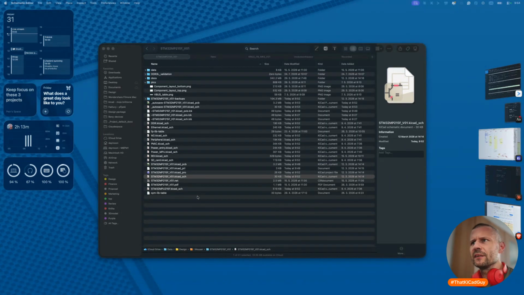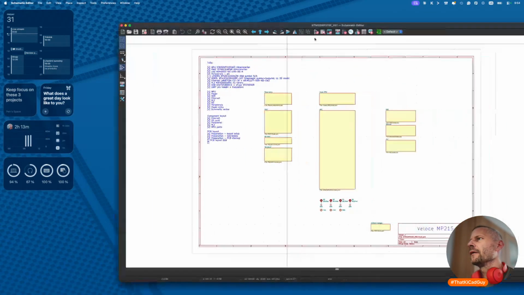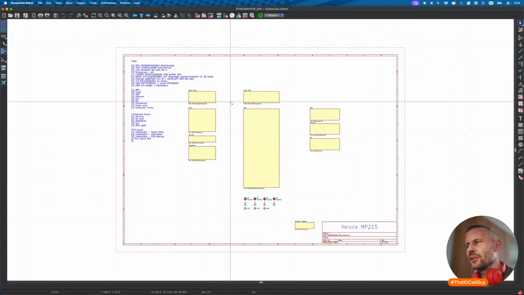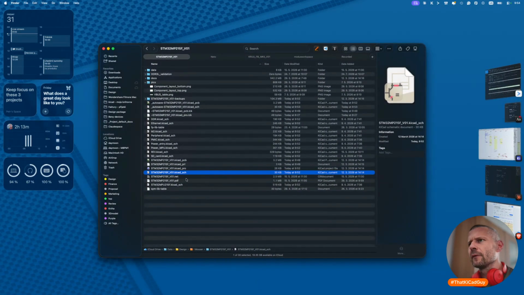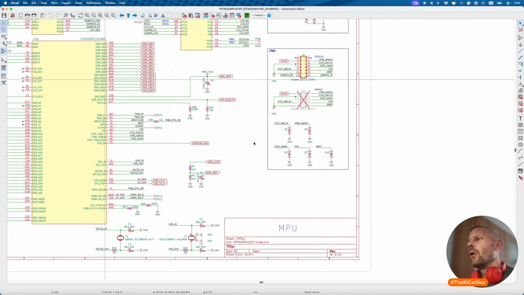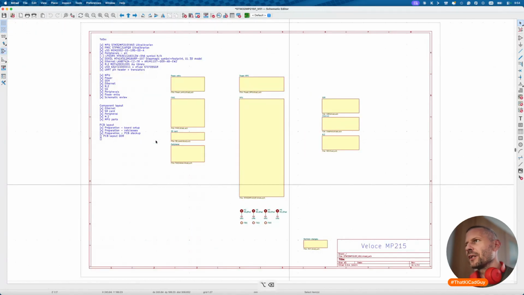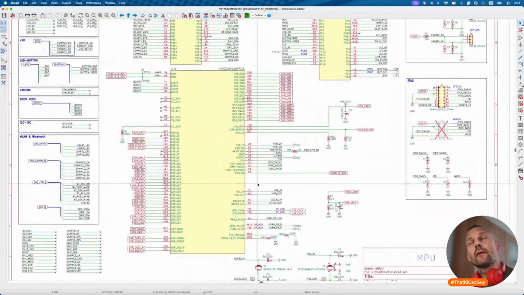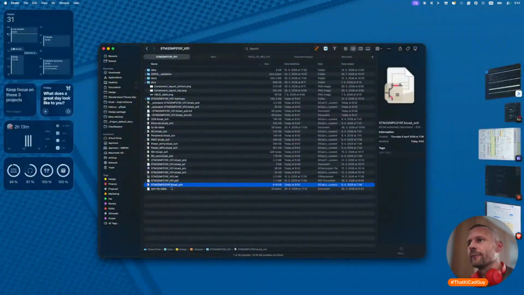Oh wait, I see. This is the main sheet, and this one is the MPU. Oh, I see. MPU is like the logic name, but the physical name is here. The file name is here. Okay, I'm stupid. Okay.